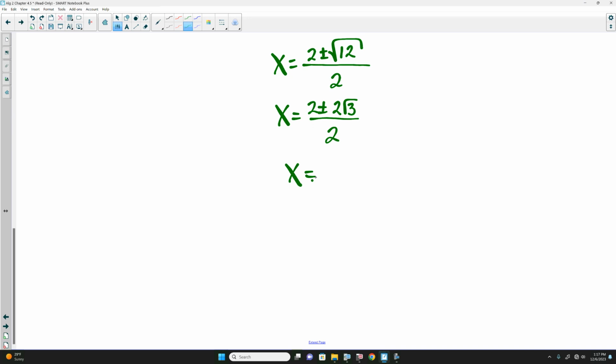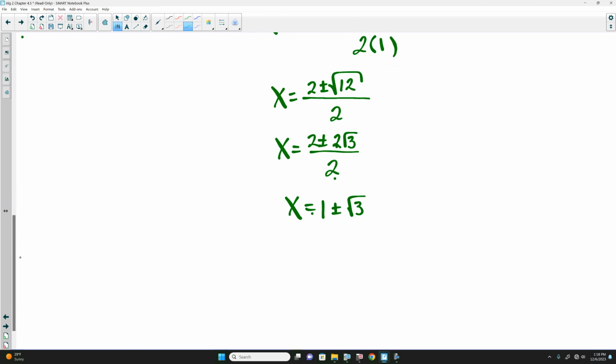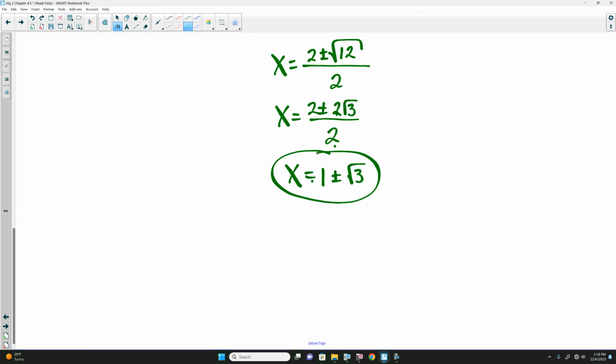Well, we can simplify it a little bit because these two 2's are both divisible by the denominator 2, yes? 2 divided by 2 is 1, plus or minus. Our 2 square root of 3 divided by 2. Well, the 2 divided by 2 is 1 times square root of 3. So we don't put that one for that three. We don't have to, no. So these here are the other 2 solutions. So our 4 solutions are 1/2, negative 2/3, and 1 plus or minus the square root of 3.